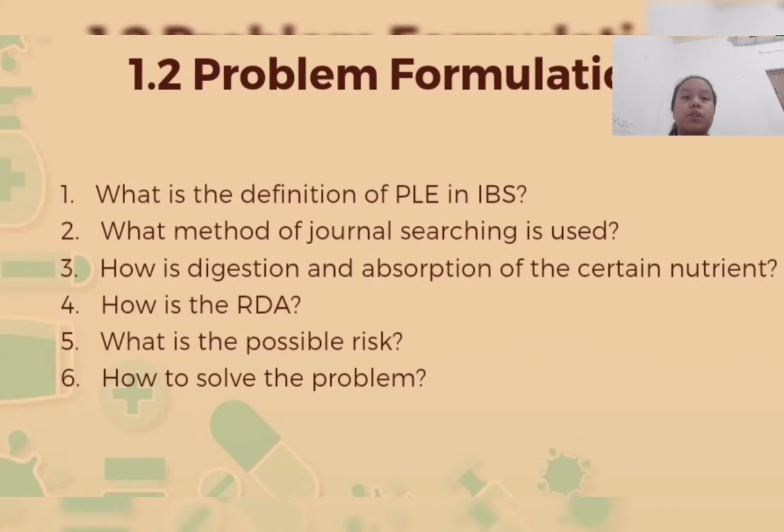The first one is what is the definition of PLE in IBS. The second one is what method of journal searching is used. The third one is how is digestion and absorption of the certain nutrient. The fourth one is how is RDA. The fifth one is what is the possible risk. And the last one is how to solve the problem.